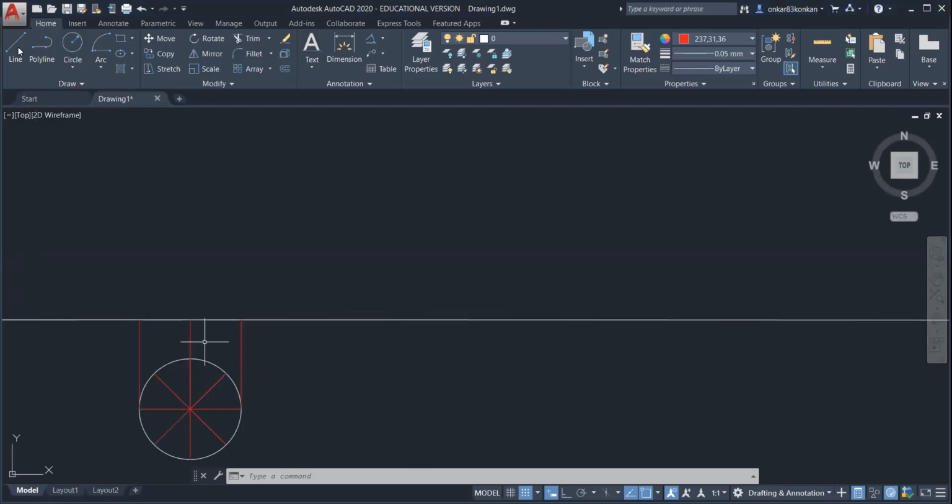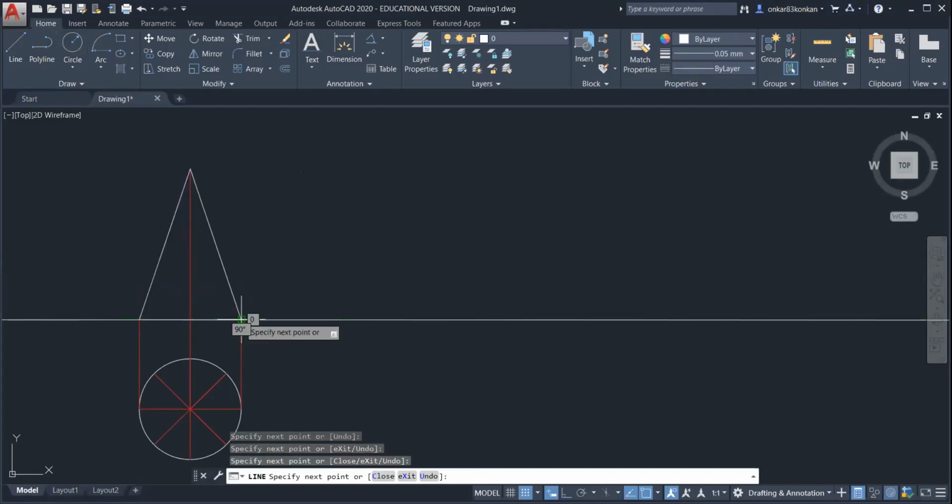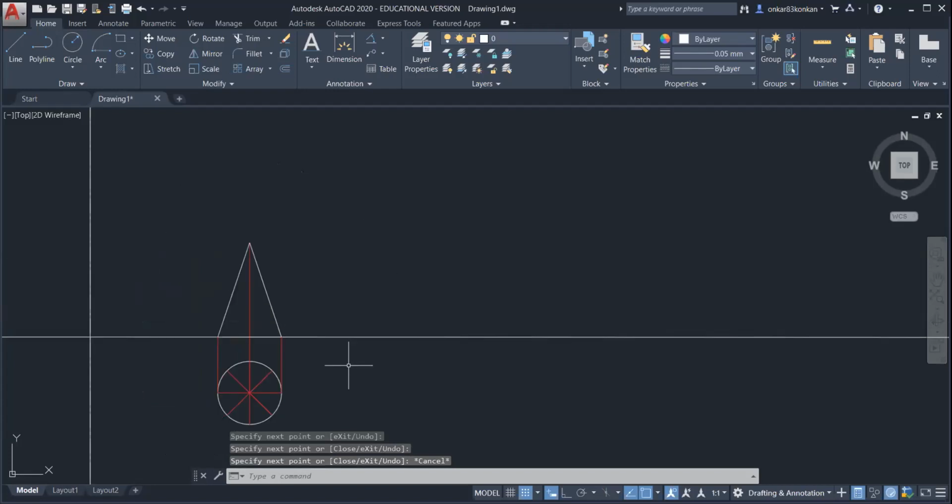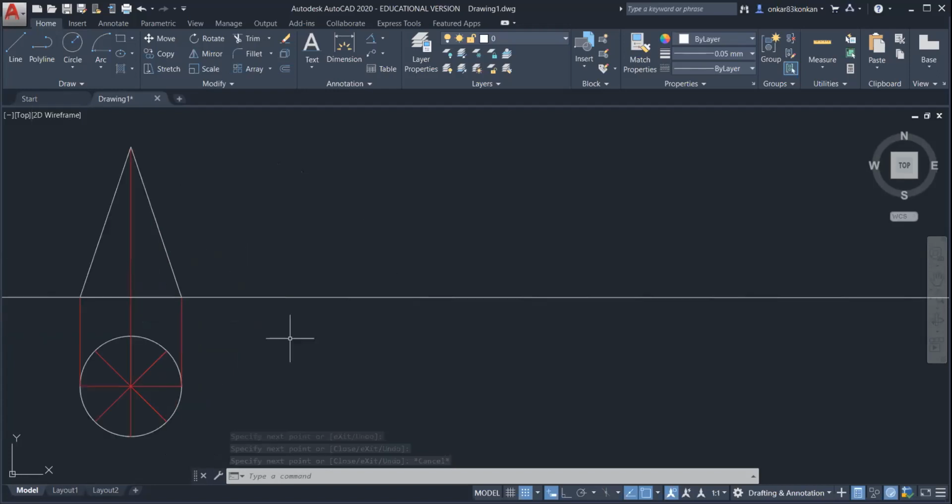Now the given height of that cone is 60 mm, so you can draw one vertical line whose length is 60 mm. From these projectors, that is from these intersecting points, you can complete the triangle that will represent the front view of the given cone. So this is the front view. Now just rotate this front view. You can draw one reference line.